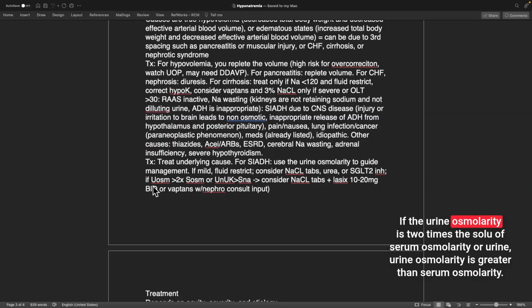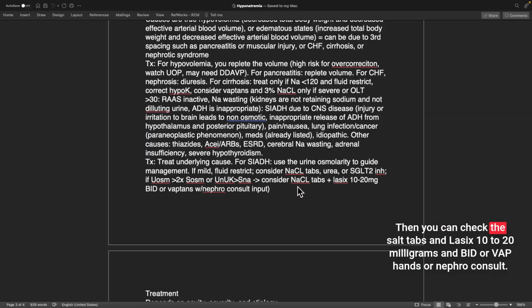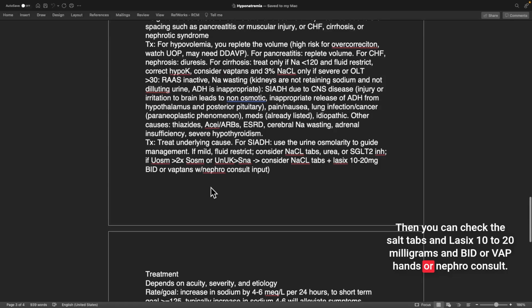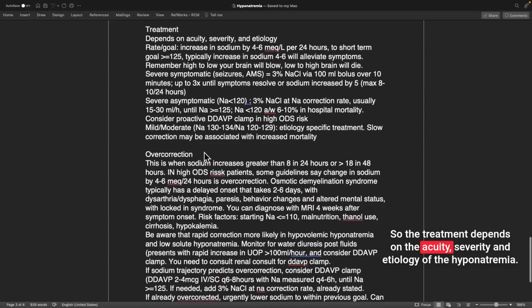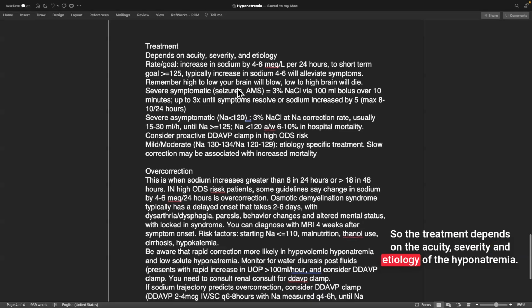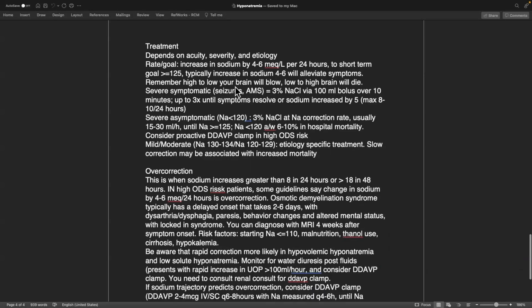If the urine osmolarity is 2 times the solute of serum osmolarity, or urine osmolarity is greater than serum osmolarity, then you can check the salt tabs and Lasix 10 to 20 milligrams BID, or Vaptans, or nephrology consult. So the treatment depends on the acuity, severity, and etiology of the hyponatremia.